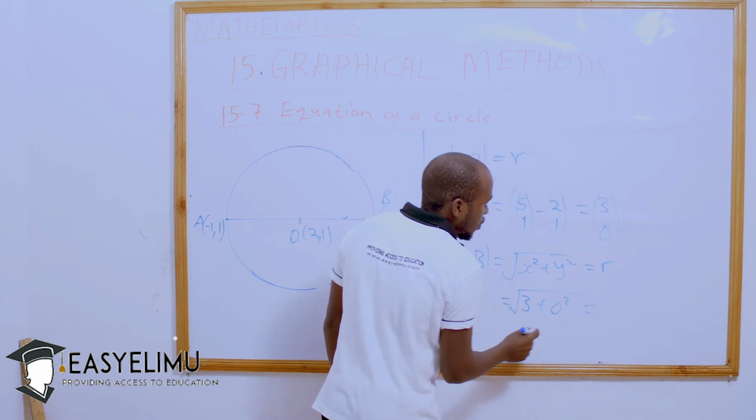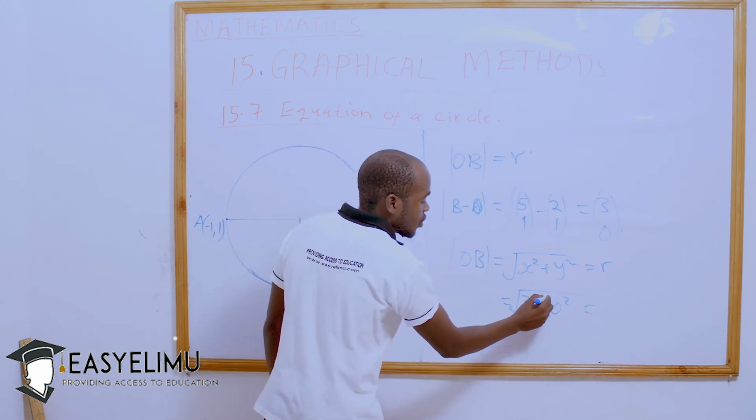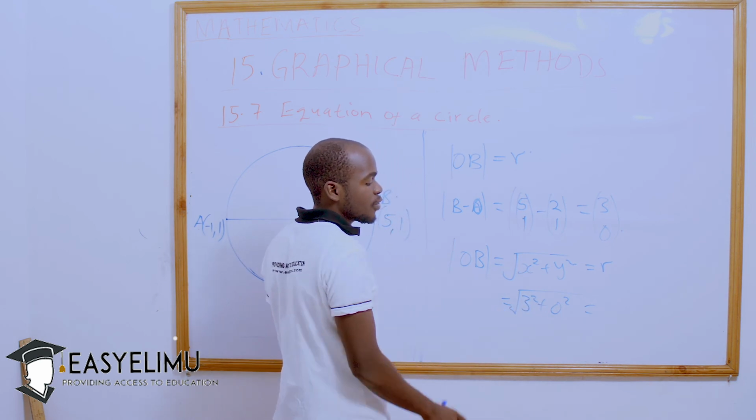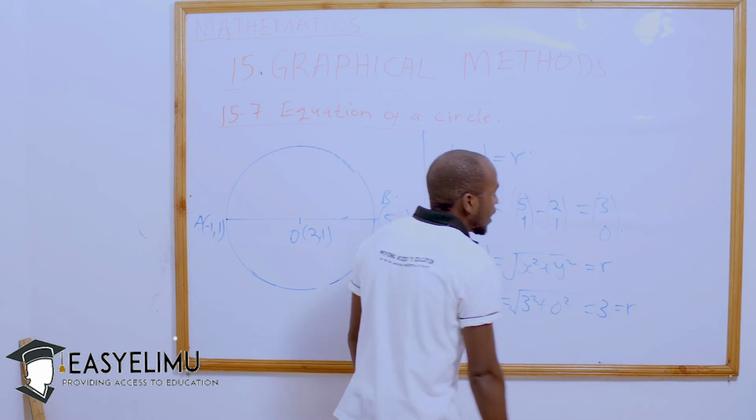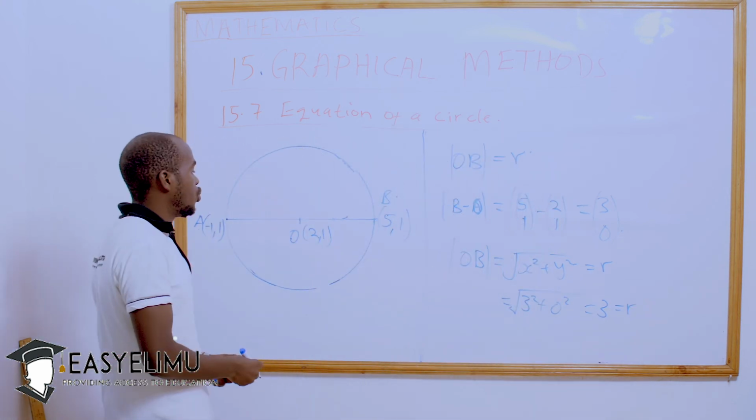So we shall have our answers. 3 squared is equal to 9. Square root of 9 you will get is 3. So meaning that the radius of that circle is 3 units.